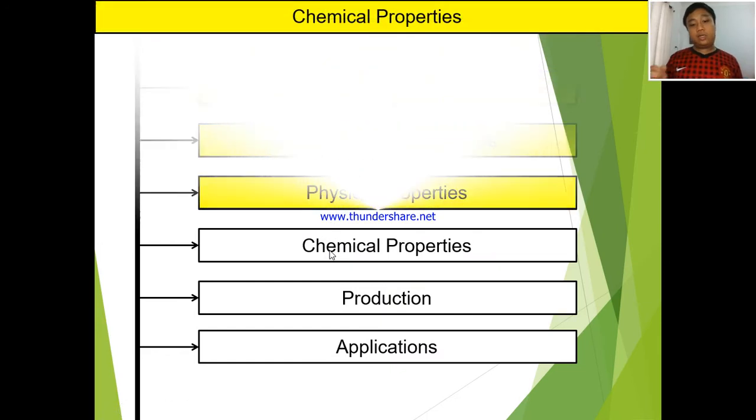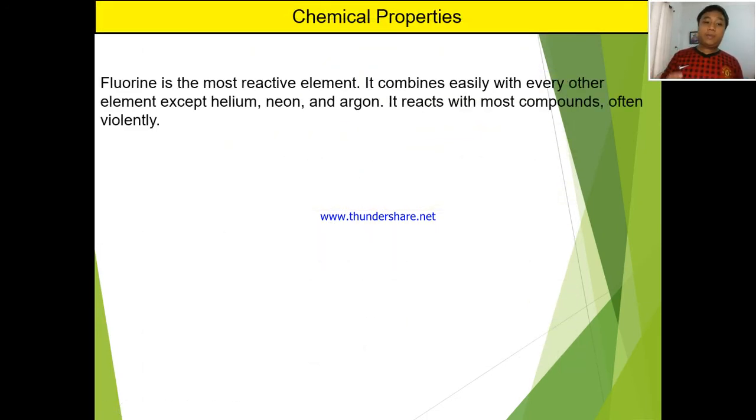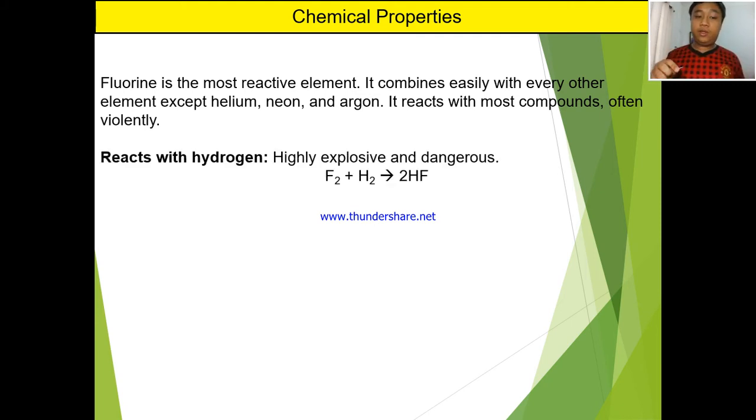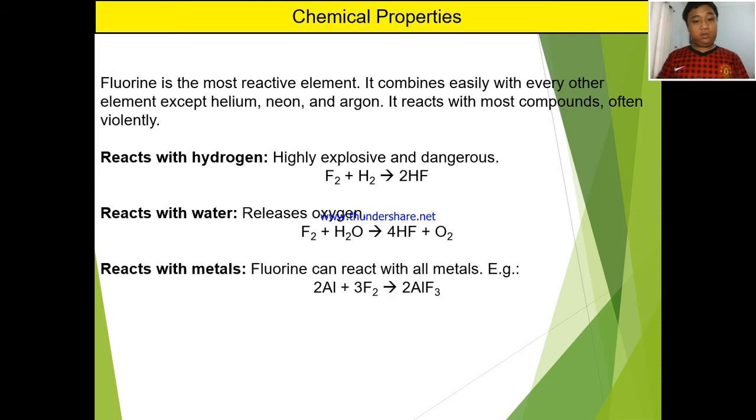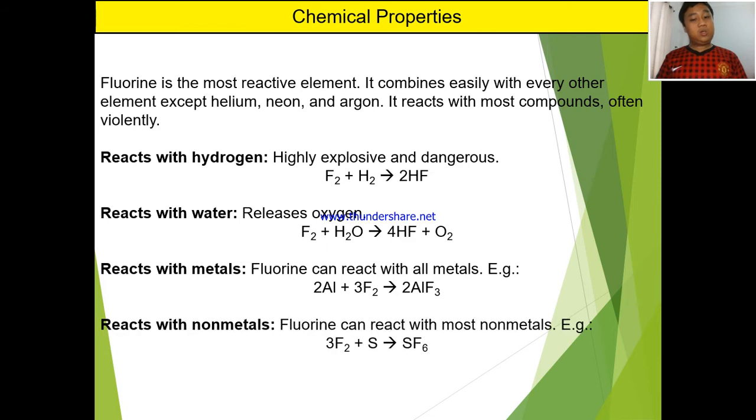Now let's have a look at its chemical properties. As I've mentioned before, fluorine is the most reactive element. It combines easily with every other element except helium, neon, and argon. And it can also react with most compounds, often violently. For example, the reaction between fluorine and hydrogen is highly explosive and dangerous, or it can also react with water to release oxygen, or metals like aluminium, and most non-metals like sulfur.